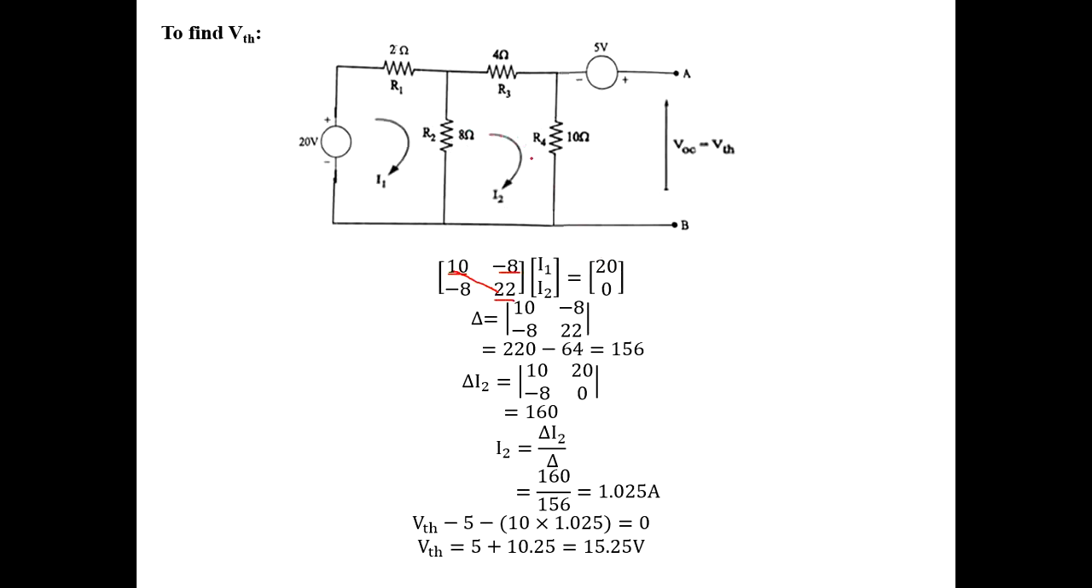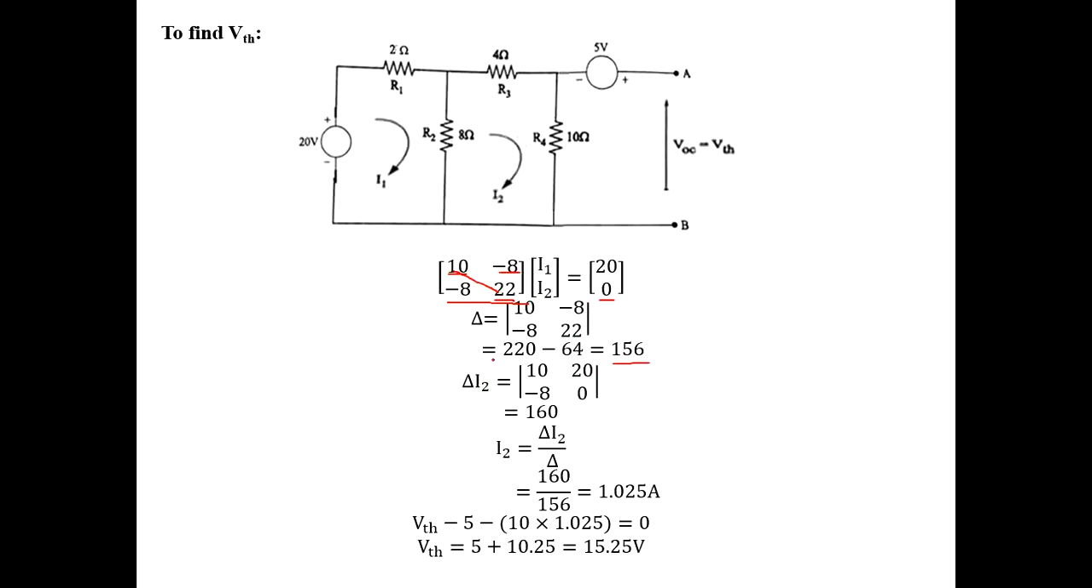Here there is no voltage source. We can simply write the value as 0. Next we have to find the I2 value. For that, first we have to find the delta. Delta means determinant of this R matrix. Then we got the answer 156.